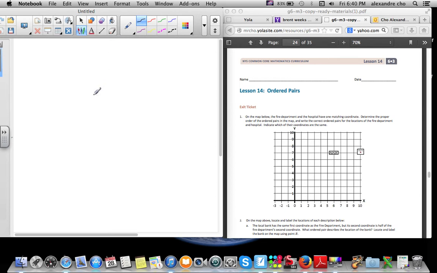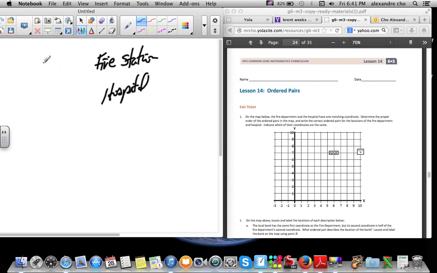Alright, so first question was about finding the coordinates. Good thing is, I know the answers now. There was a fire station. That goes over here. And there's also a hospital. Okay, so let's get to that. The fire station is 6 over, 7 up. And the hospital is 10 over, 7 up.